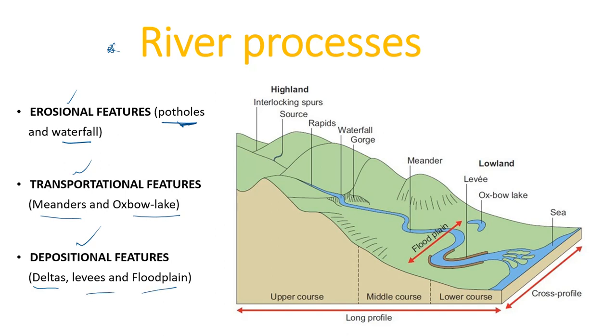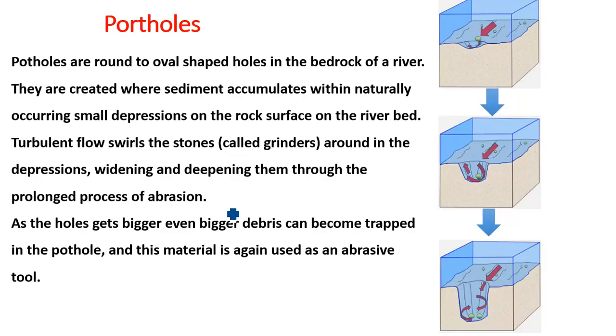Now, if you can't understand what a river profile is, both the long profile and the cross profile, please watch lesson 2. It was explained in lesson 2. So let's move. The first one we're looking at is potholes.